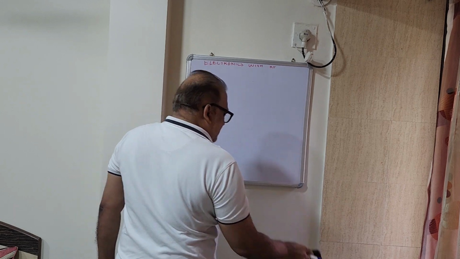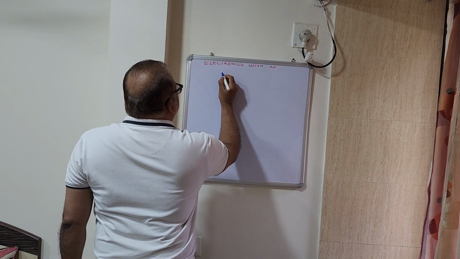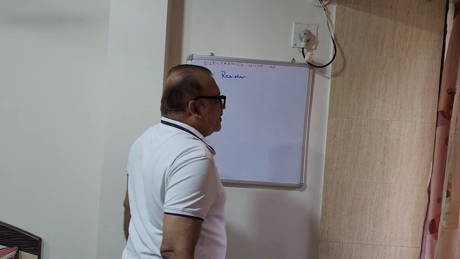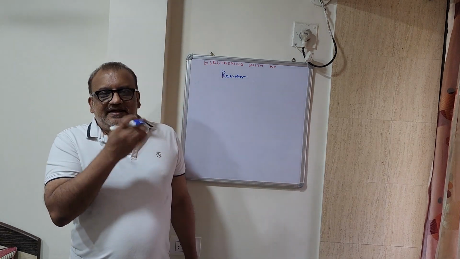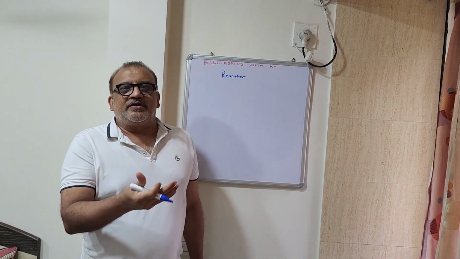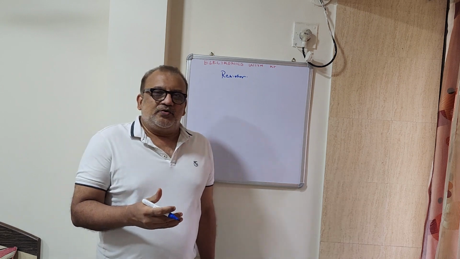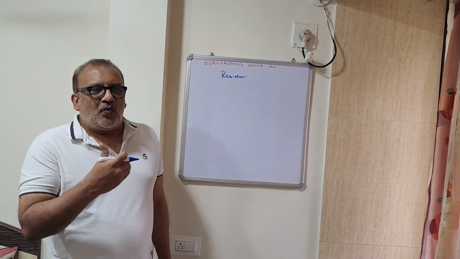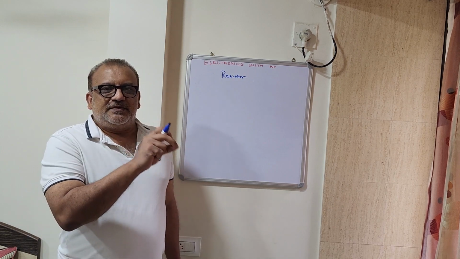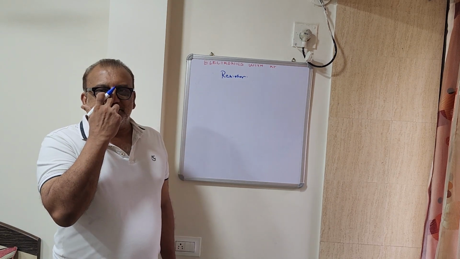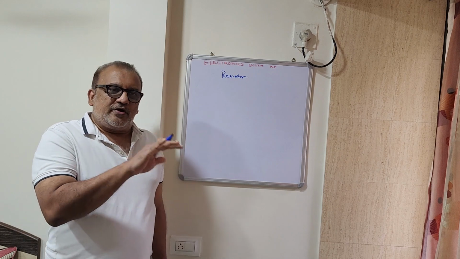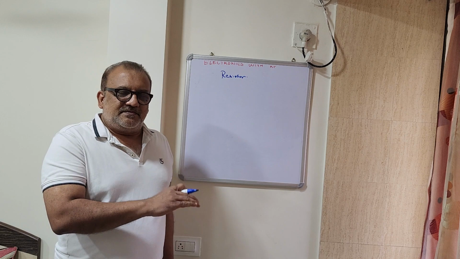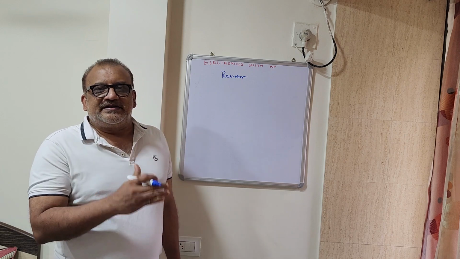Now let's look at another component, which is the resistor. Resistor, as the name suggests, is going to resist. What is it going to resist? It will resist the flow of current. Sometimes we require artificial resistors to be put so that the flow of electrons can be controlled. In order to control the current and perform some function, we require resistors.